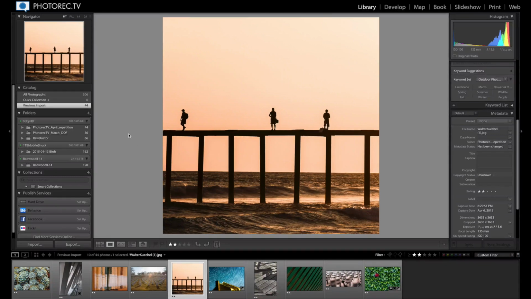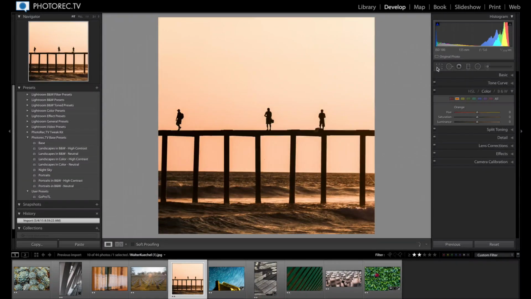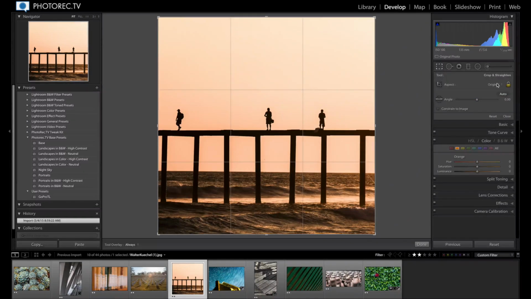Has it been cropped square? Is that a perfect square? I'm not sure if it's a perfect square. I think it isn't. I think it is. I think I'm right, it is. Okay. Yep. So that's interesting.